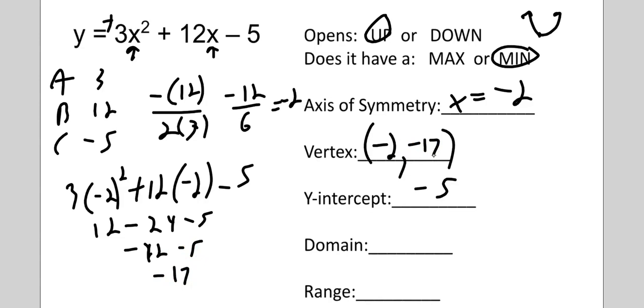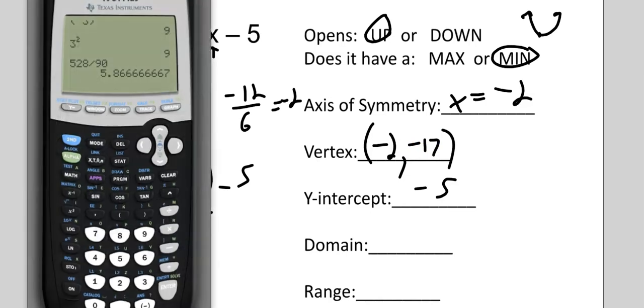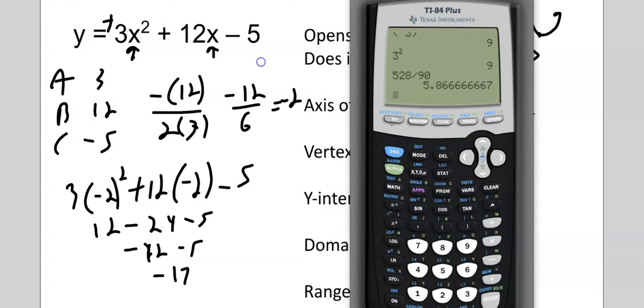But the other way that I want you to be doing is using your graphing calculator. So we go to y equals, clear out whatever's in there, and put in 3x squared plus 12x minus 5, and hit graph. You can see how it came back up and went through about -5. Well, that is the y-intercept. So we go to table, and there's my -2 right there, -2, -17. It gives it to me right there.